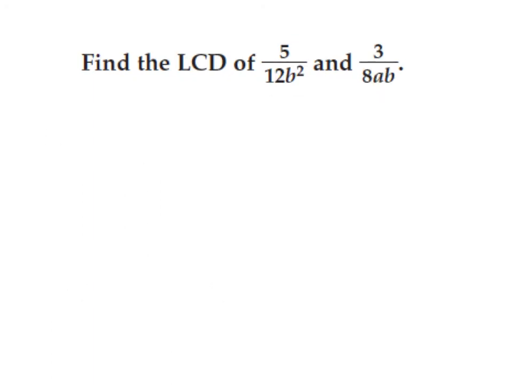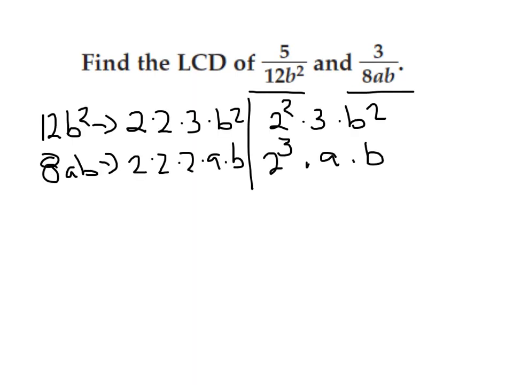Alright, in this slide we have the LCD again. This time we have algebraic expressions. You can see our denominators here, 12b squared and 8ab. I did the prime factorization of our 2 denominators. You can see here that I got 2 squared times 3 times b squared for 12b squared. Then I got 2 to the third power times a times b for 8ab.